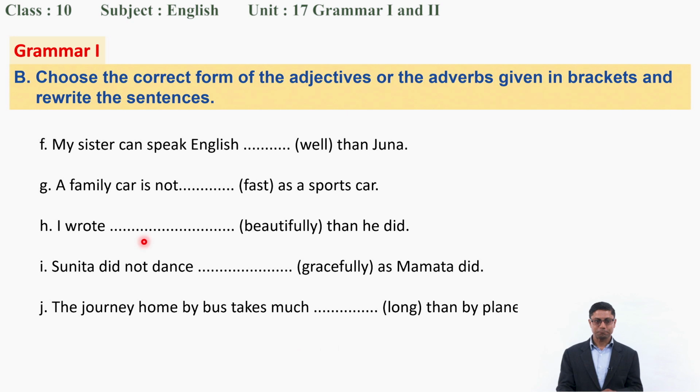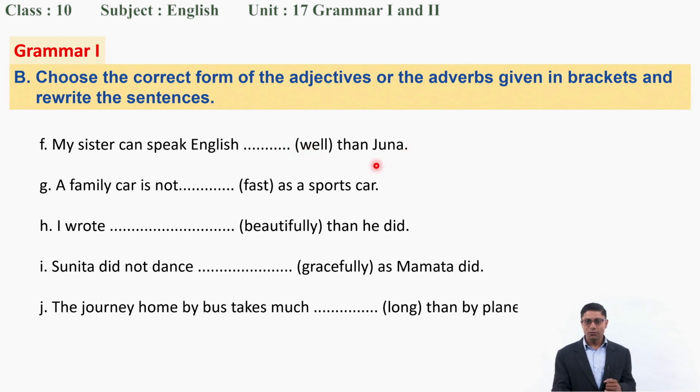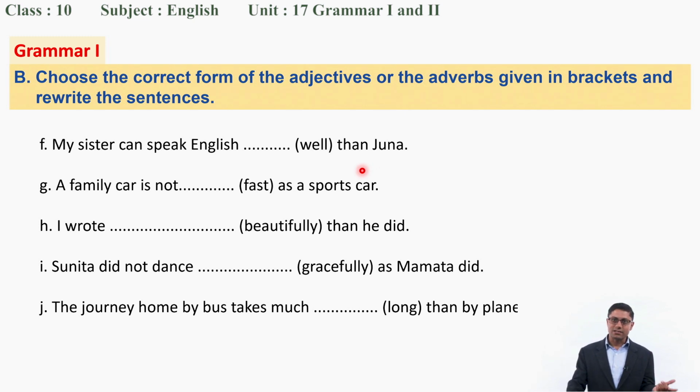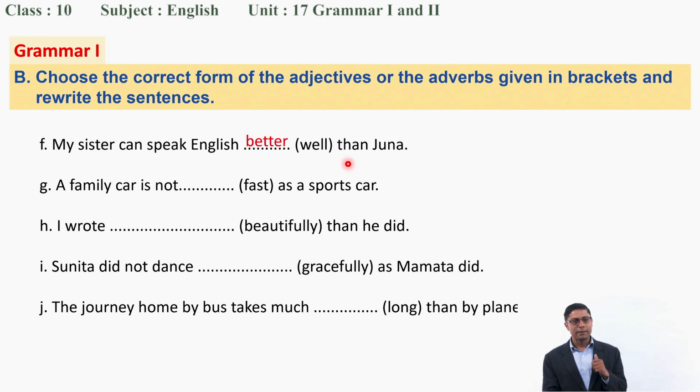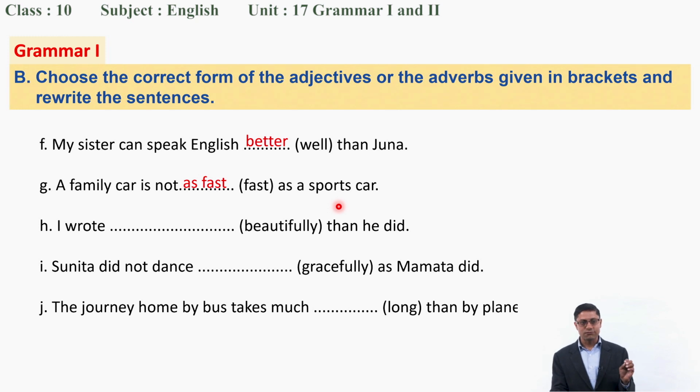Let's move ahead. If my sister can speak English, well then Juna. So, what's the right answer here? Okay, which form? Comparative. And what's the comparative form of well? Very good. Better. That's why better is the right answer because there is a comparison between my sister and Juna. G. A family car is not fast as a sports car. What will be there in the blank space? Fast. Can you say why? Yes, there is as. That's why as fast as.